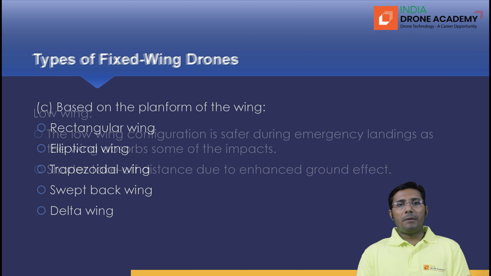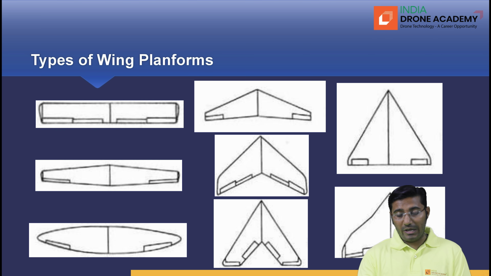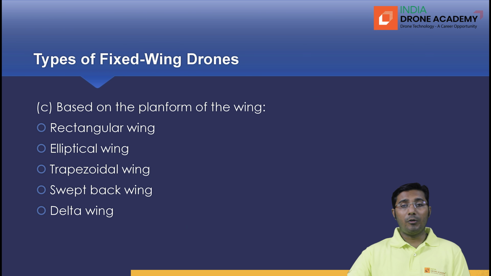Now, types of fixed wing based on the form of the wing. The wings which are mounted over the fuselage could be of various shapes. Could be a rectangular wing. From the top, when you look at it, the platform may appear rectangular. So it is a rectangular wing. When it looks elliptical, it is an elliptical wing. It could be a trapezoidal wing. It could be a swept back wing, and it could be a delta wing. And various others, a mix of these configurations are also possible. However, these are the major ones.